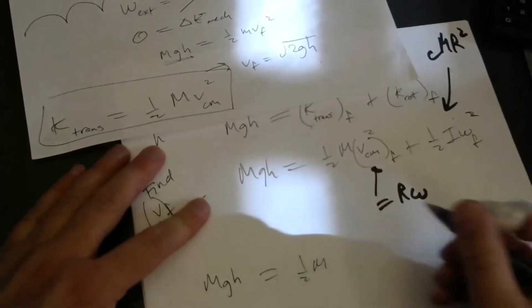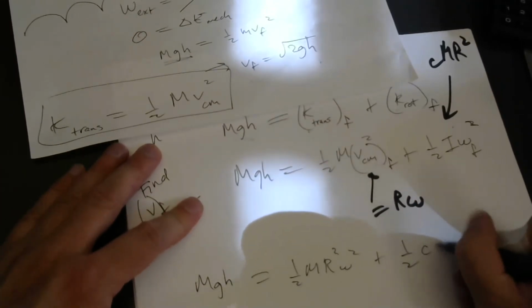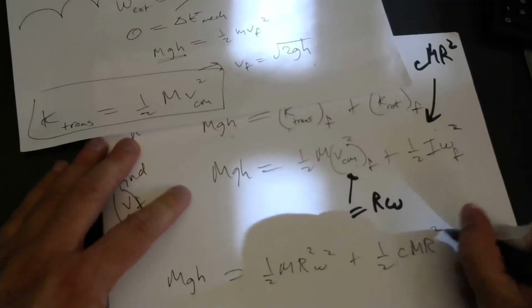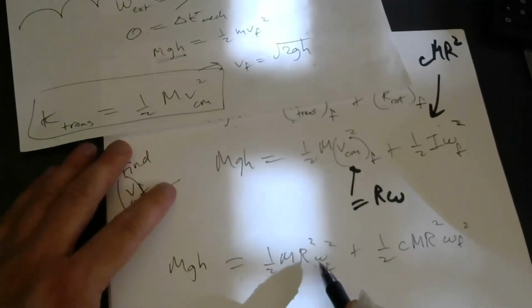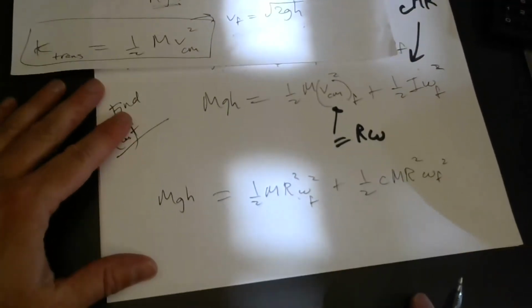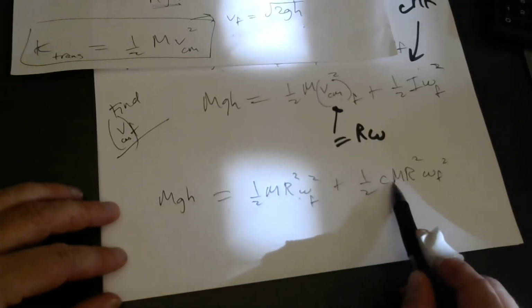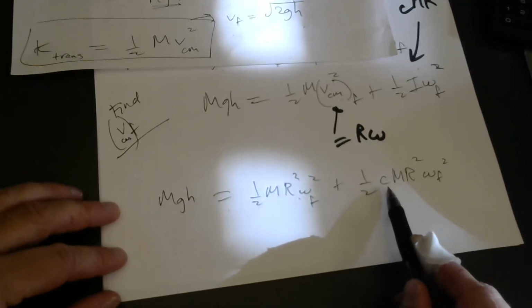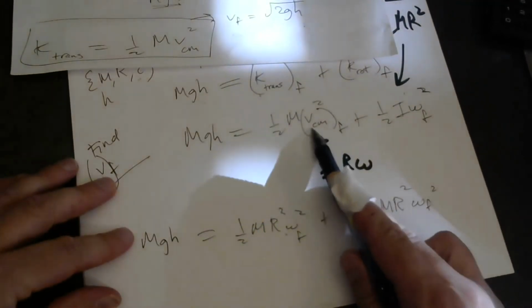Instead of V center of mass squared, that's R squared omega squared. And I is some number C times big M, big R squared. And I really should have labeled this omega final squared. This is the final omega, and we don't know what that is yet. It looks to me like the M's cancel out, and the only unknown left, if we're given this coefficient C, would be omega. So let's solve for omega, and at the end we can just convert that back into V center of mass. I find that the M's cancel.